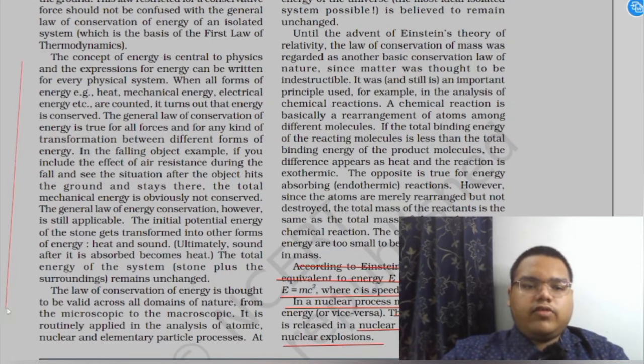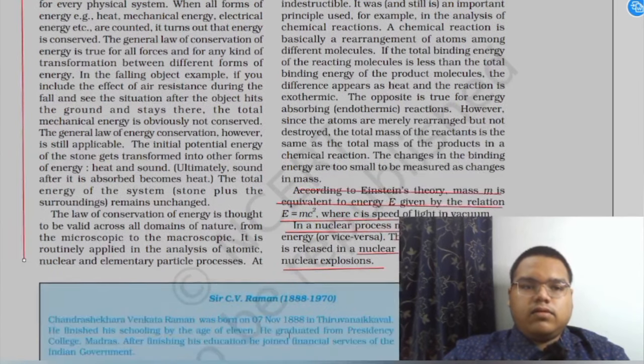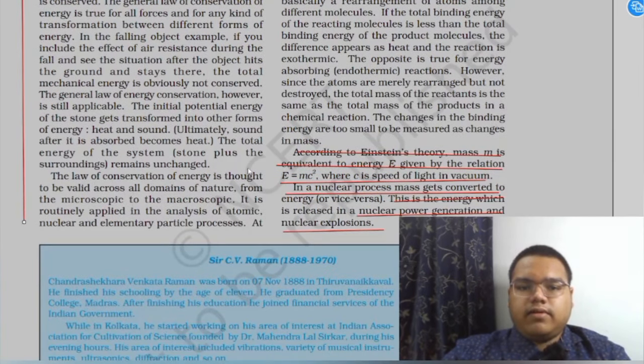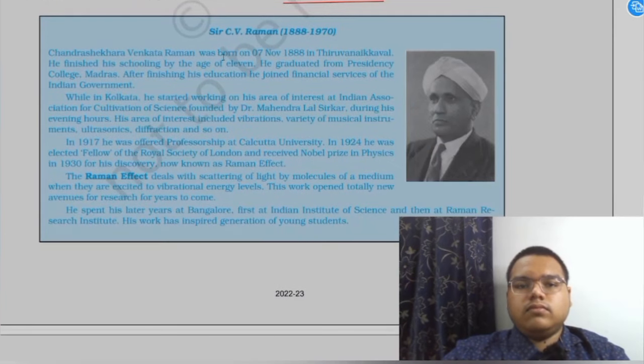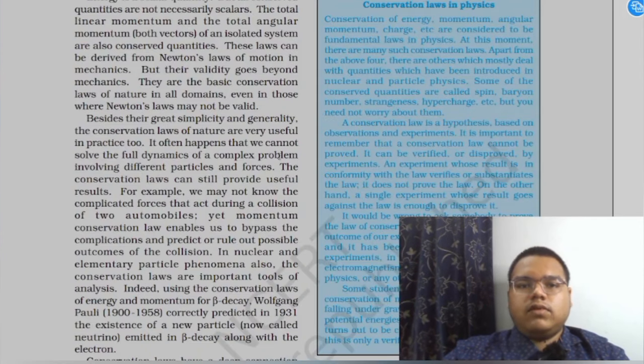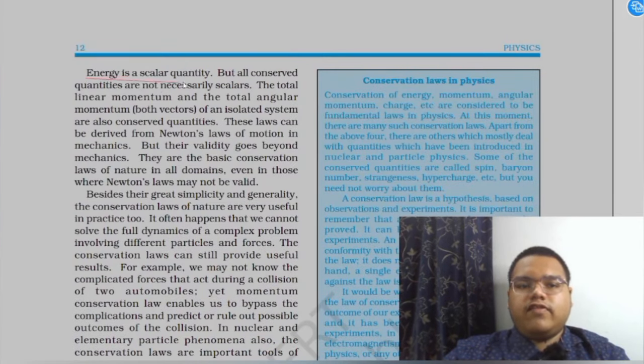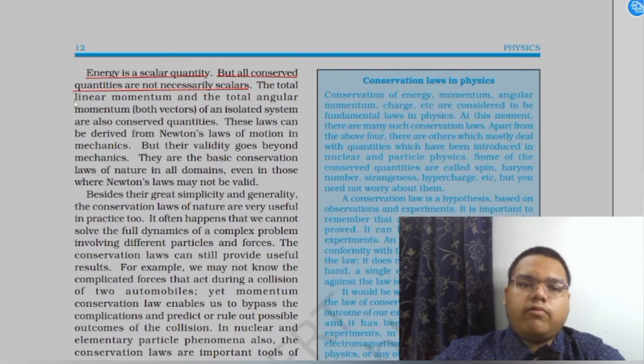Here is written about the thermodynamic part of physics, which you will study in the thermodynamics chapter of class 11. Here read about C. V. Raman. Just give a reading. Here see, energy is a scalar quantity. Energy is not a vector quantity, but it is a scalar quantity. But not all quantities that are conserved are scalar quantities. Linear momentum and angular momentum are vectors, but they can be conserved in an isolated system or a system without any torque acting on it.